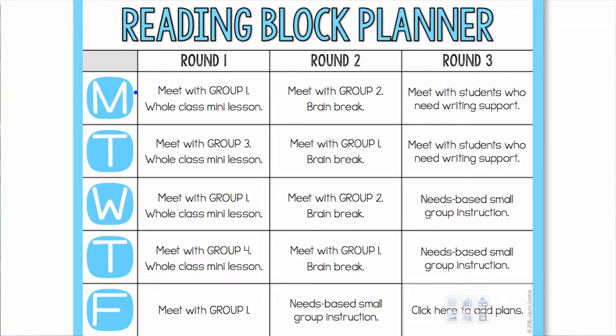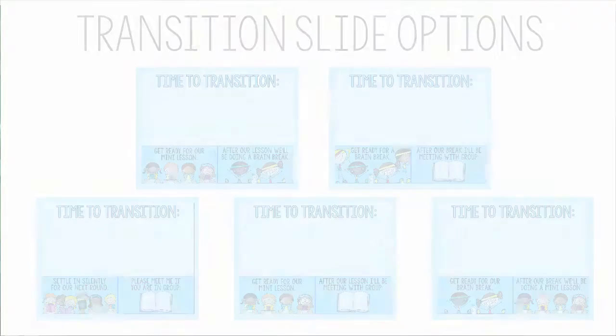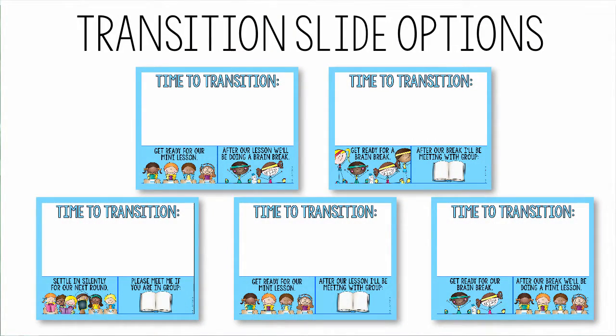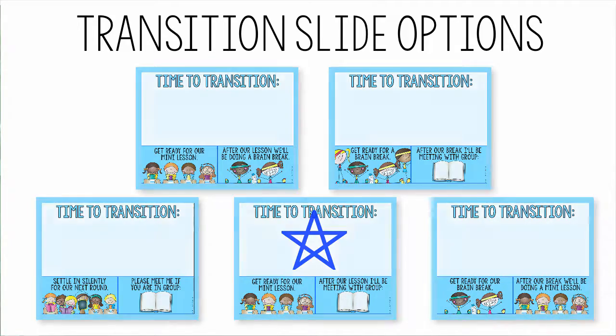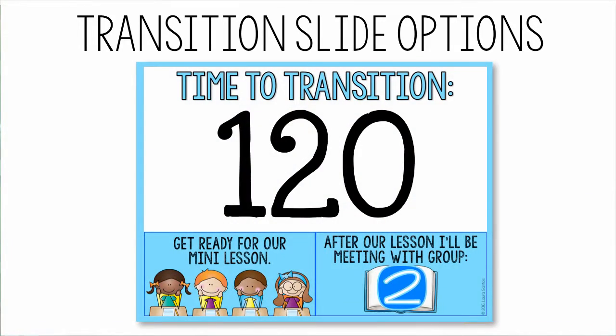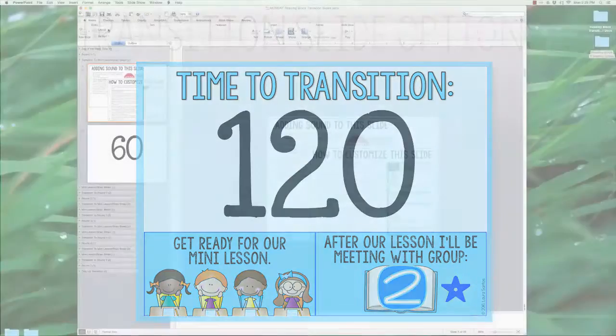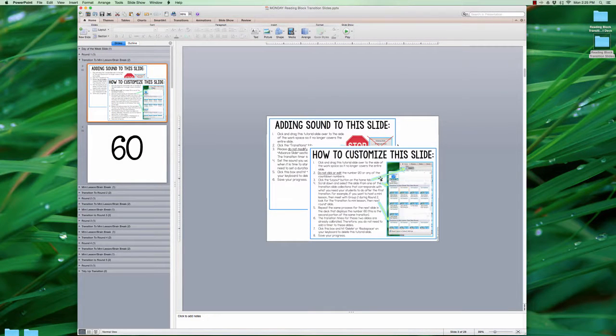So you're going to reference your reading block planner to help you decide which slide to pick. As you can see on my plan, I'm going to host a mini lesson and then meet with group 2 at the beginning of the second round. Therefore, I'm looking for the slide that says transition to mini lesson, then next round. More specifically, I'm looking for the slide in that collection that shows that I'll be meeting with group 2 next. To add this slide to my deck, I'll follow the directions on the screen.